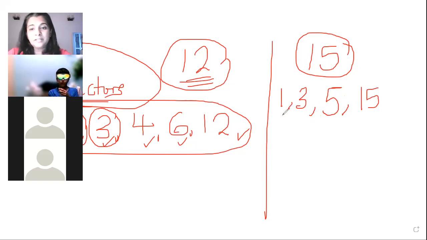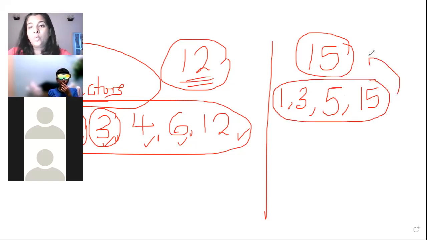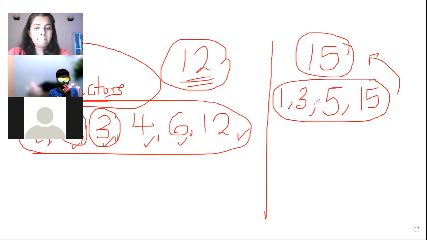Now, again, these are the factors for 15. And if I ask you, what are the prime factors here for 15? Tristan? What are the prime factors? 1. Remember, 1 is not a prime. 1 can never, ever be a prime. Okay? 3 and 5. That's right. 3 and 5. So now you understand prime factors. Okay, good.